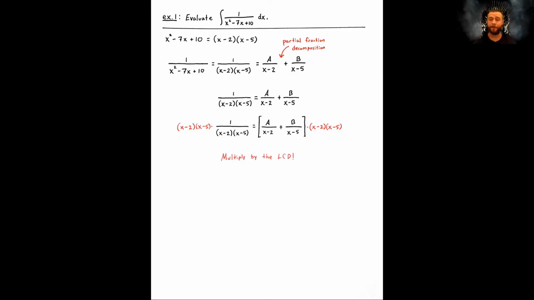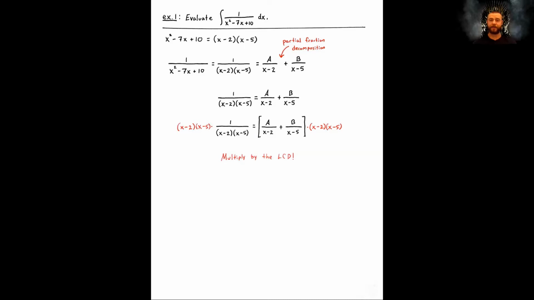We multiply both sides by that. Recall your fundamental rule of algebra: what you do to one side, do to the other. So multiply both sides by the LCD. You can see on the left side, those factors completely cancel, leaving you with 1.